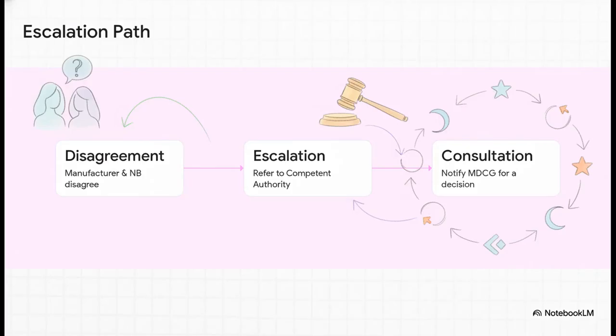But, hey, what happens if you and your notified body fundamentally disagree on how a rule applies? Well, the guidance maps out a formal escalation path. Step 1, the dispute arises. Step 2, the matter is referred for a decision to the competent authority of the member state where the manufacturer has its registered place of business. Step 3, the competent authority must adopt its decision, often consulting other authorities if the notified body is in a different country, and then notify the Medical Device Coordination Group. It's a highly structured, impartial process designed to handle interpretational disagreements without taking sides.